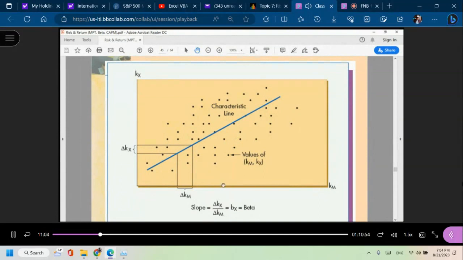But let's say the slope is 2. If the market return was 20%, what can you tell about the stock's return? If this is 20%, this point will be like 40%, right? Two times 20%.